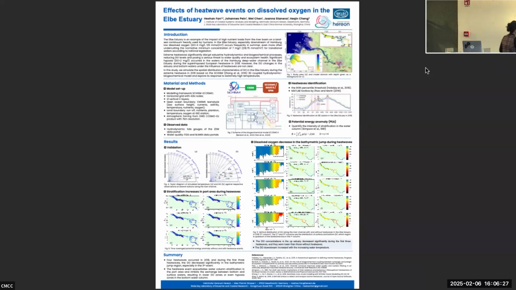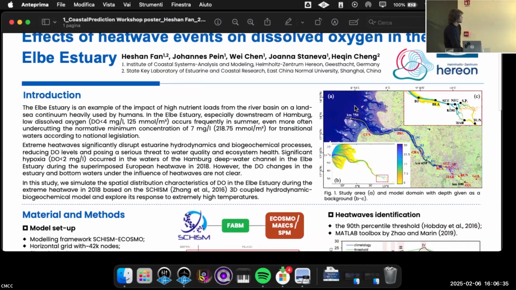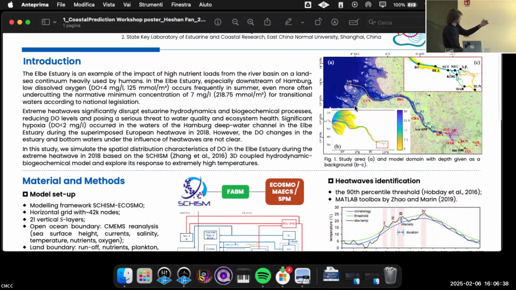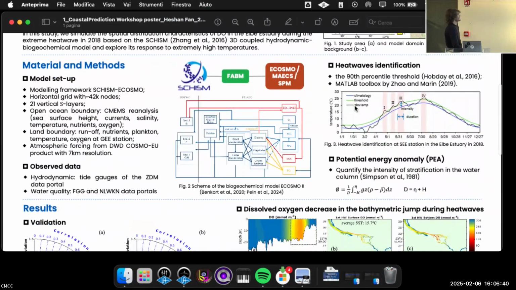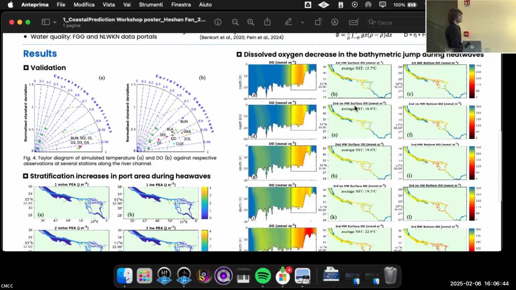Our results show that the dissolved oxygen, or maybe not very clear, the dissolved oxygen decreased during the heatwave. Down. Thank you. Okay, thank you very much.